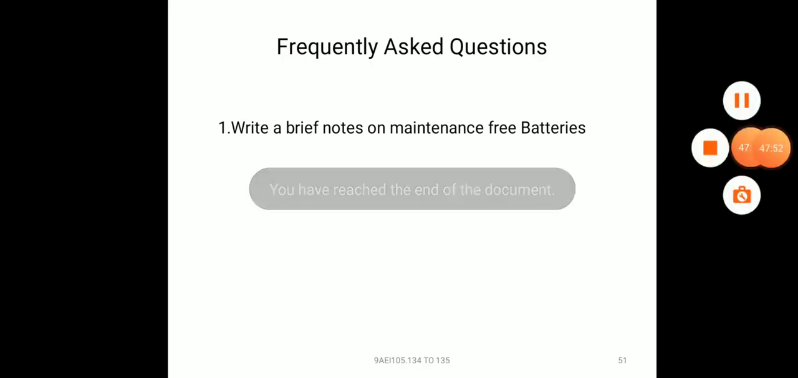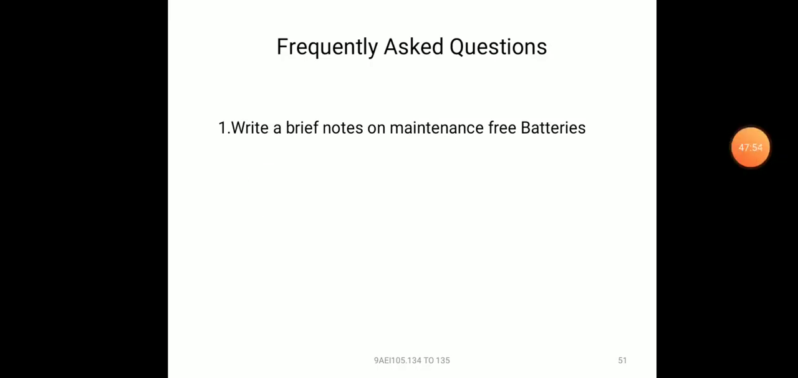So like that we are discussing the different types of batteries and the comparison of the batteries, how they are used, and about the maintenance free batteries. So next class we are going to discuss the different types of switches and connectors and so on. We will try to discuss that in the next class.